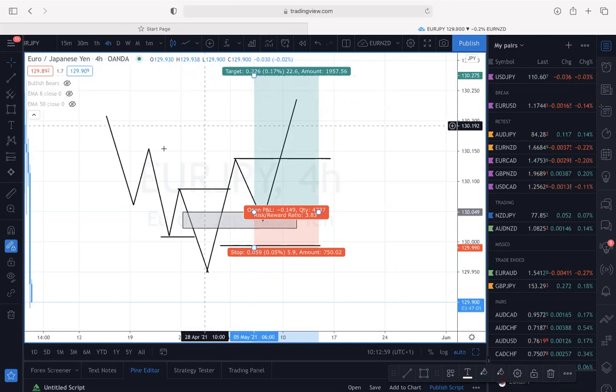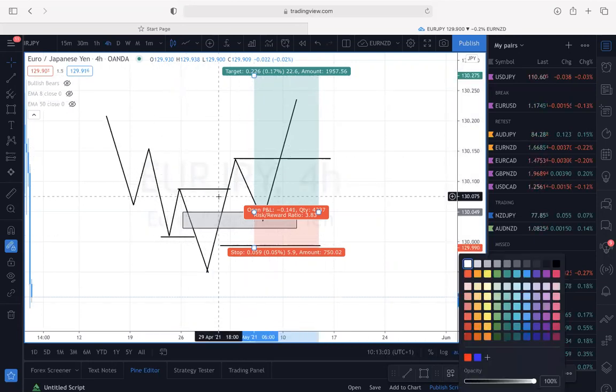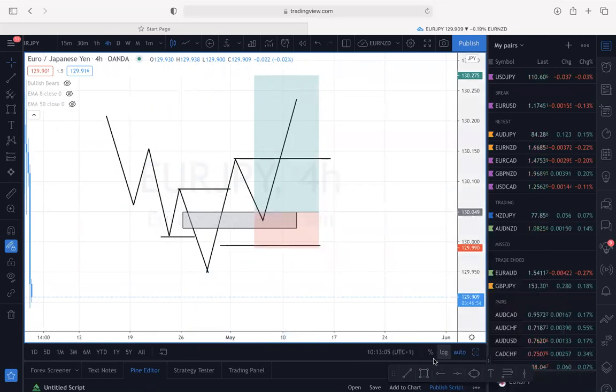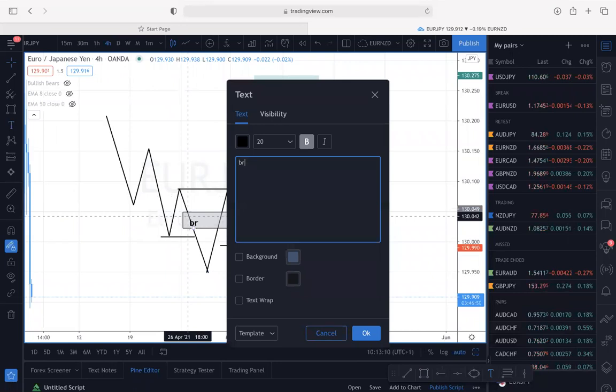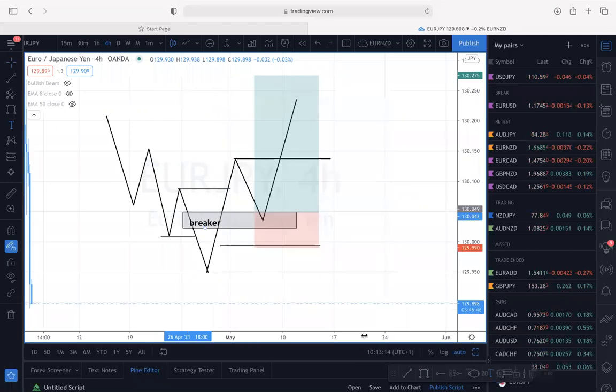But yeah, that is the main thing about the breaker block. So in this case, this area becomes your breaker. And breakers are signified most of the time by what we call rejection, because what happens is they try pushing up and get rejected straight back down. So most of the time they appear as rejection blocks.